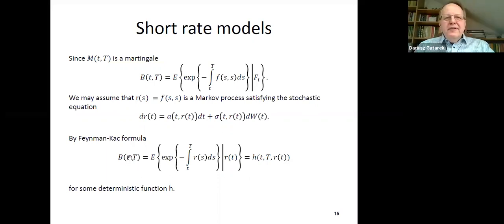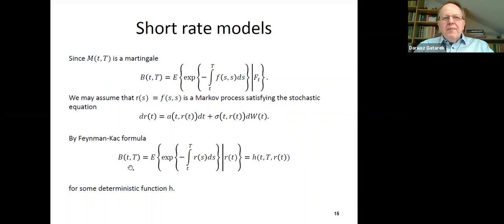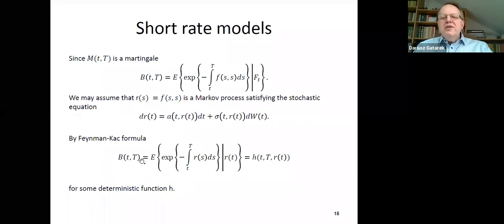When we put 0 here, so at current time, we get a formula. Yes, so on the right hand, we've got the theoretical value of the bond. But on the left hand, we know what the value of the bond is. The bond is priced by the market.